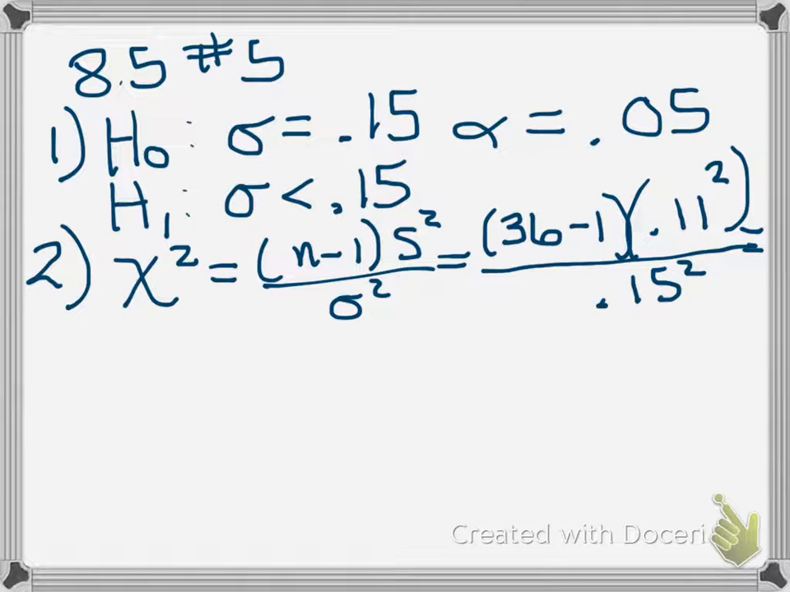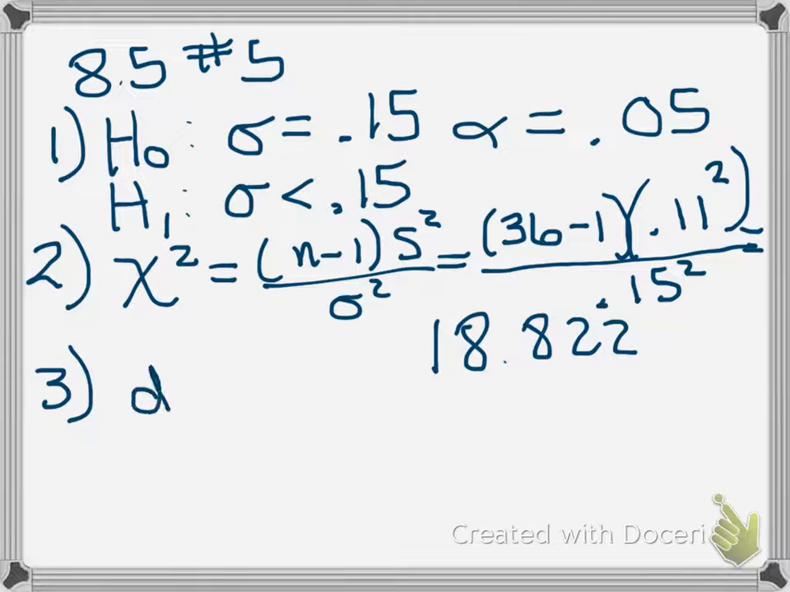Okay, so I want you to calculate that right now on your calculator and stop the recording and come back to it after you've calculated that. Okay, so that equals 18.822. Remember, we go 3 decimal places because of the chi-square table. Okay, so for step 3, you have to look at degrees of freedom of 35.